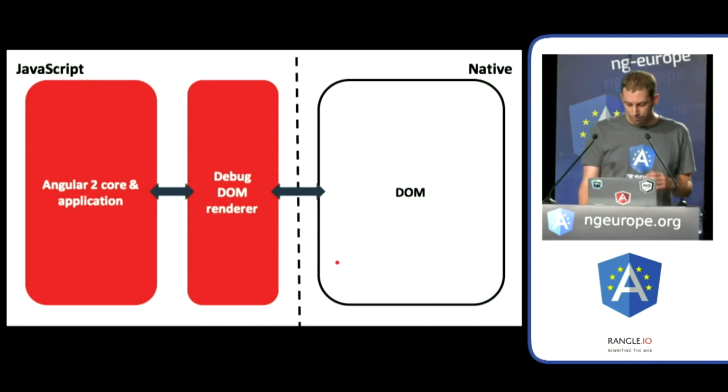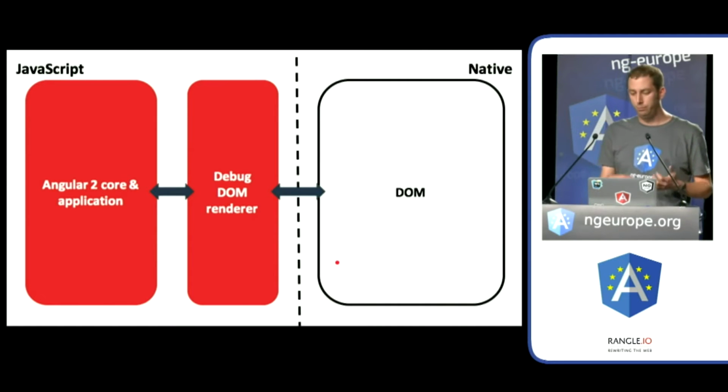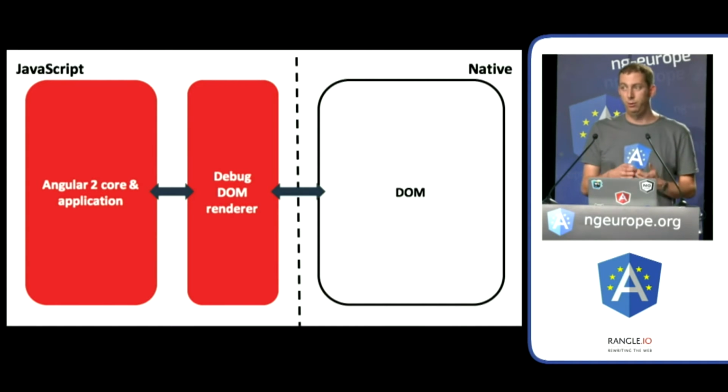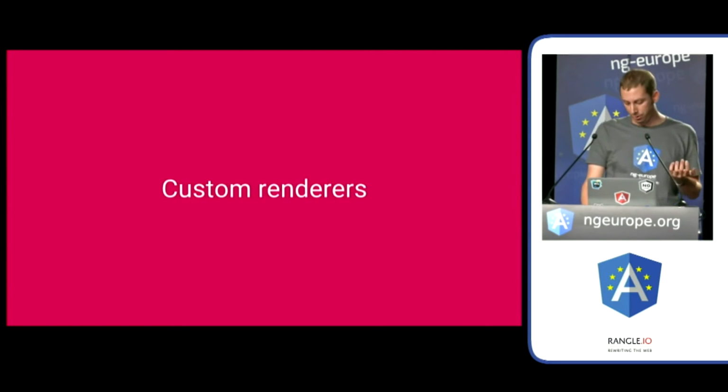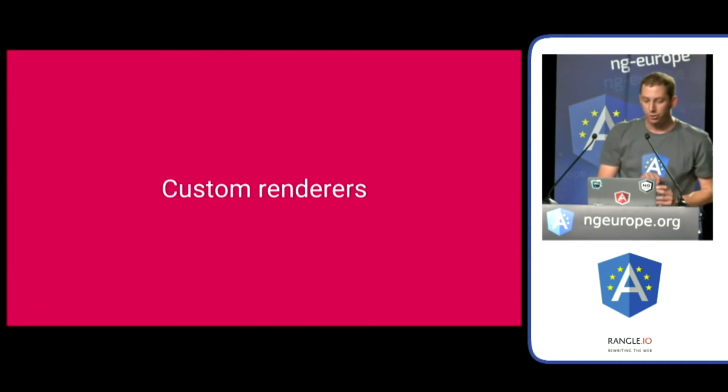Okay, so we've just seen some nice features of this rendering architecture: web worker, server-side rendering, being able to swap renderers and do this debug. But here we've always been speaking about the DOM and HTML, basically having a renderer which is targeting the web. But we can be a bit more fancy than this, and imagine some renderers which are targeting something different. Basically, we can build custom renderers for Angular.